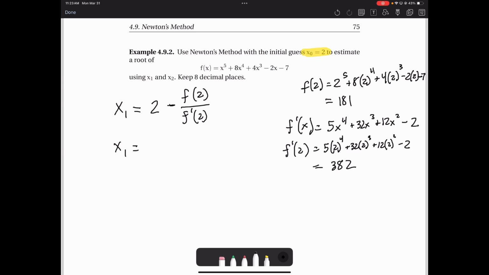Okay, so now take a look at what happens. We get 2 minus 181 over 382. And that gives me approximately, it says keep 8 decimal places, so that's what we'll do. 1.52617801. So there's 8 decimal places.